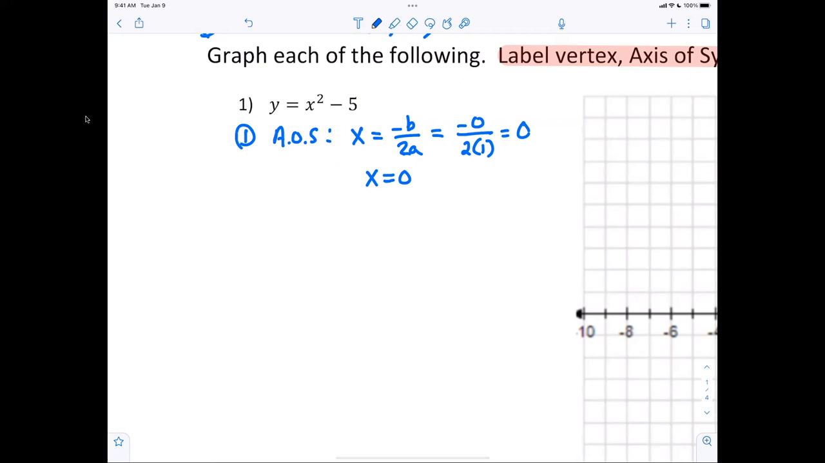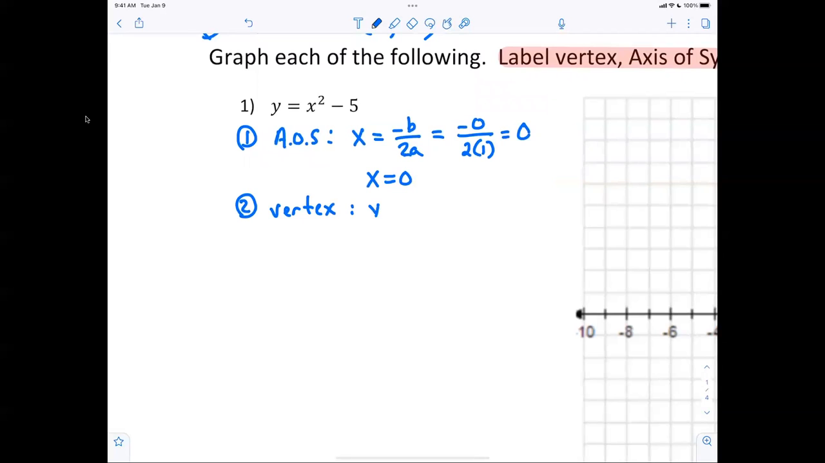Once you find the axis of symmetry, step number 2 is to find the vertex. What do I do with that 0 value? Plug it into the equation. So come down here and write y equals 0 squared minus 5. And what's 0 squared minus 5? Negative 5. So the vertex is 0, comma, negative 5. Anybody have any questions?